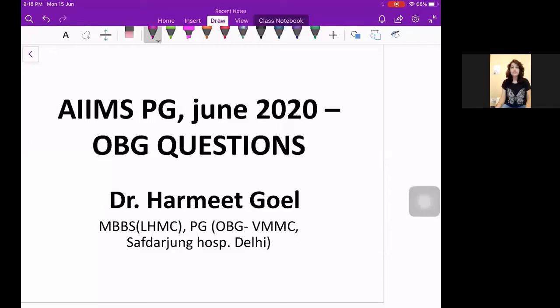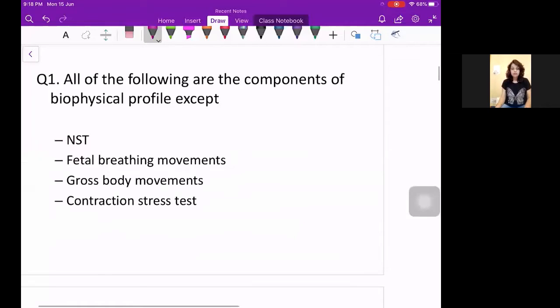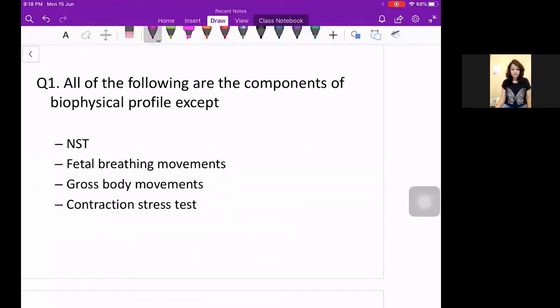Today, I am going to discuss the AIIMS PG June 2020 Obs Gynae questions. So let us just start with the discussion. The first question is, all of the following are the components of biophysical profile except: the options given are NST, that is non-stress test, fetal breathing movements, gross body movements, and contraction stress test.